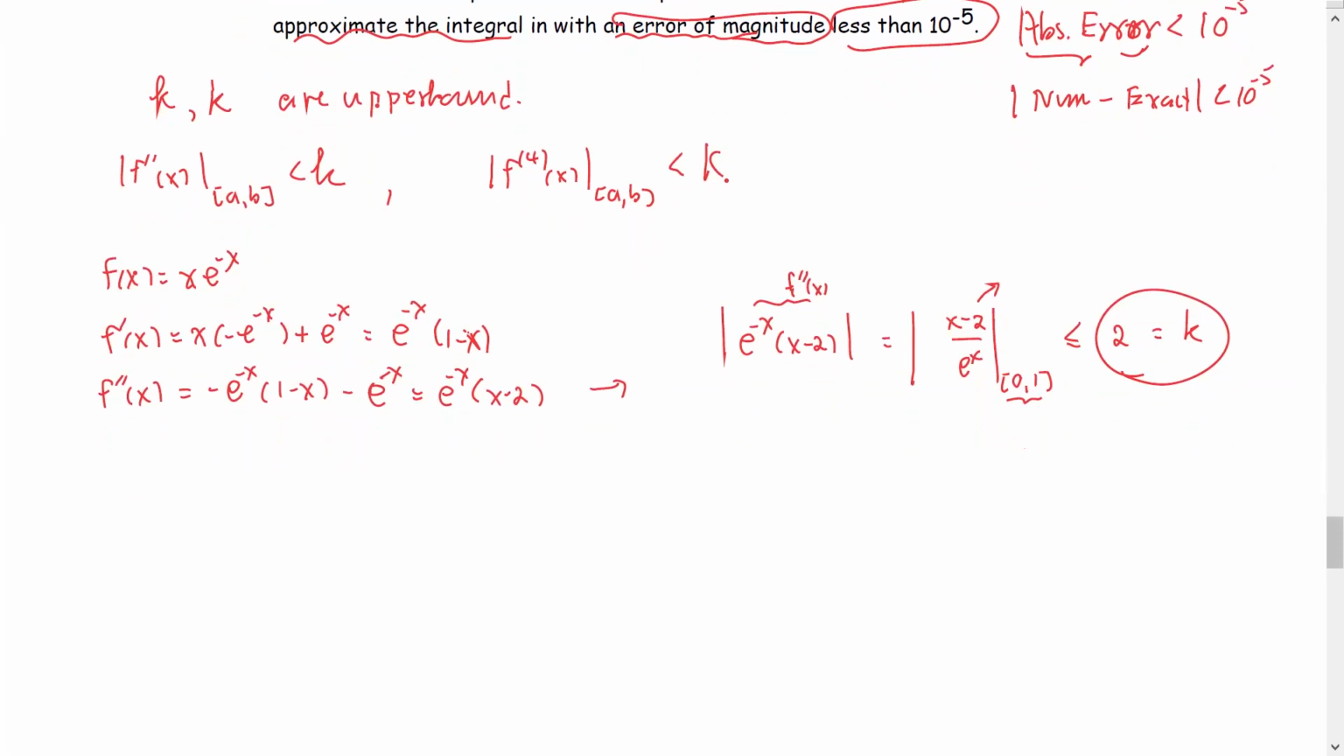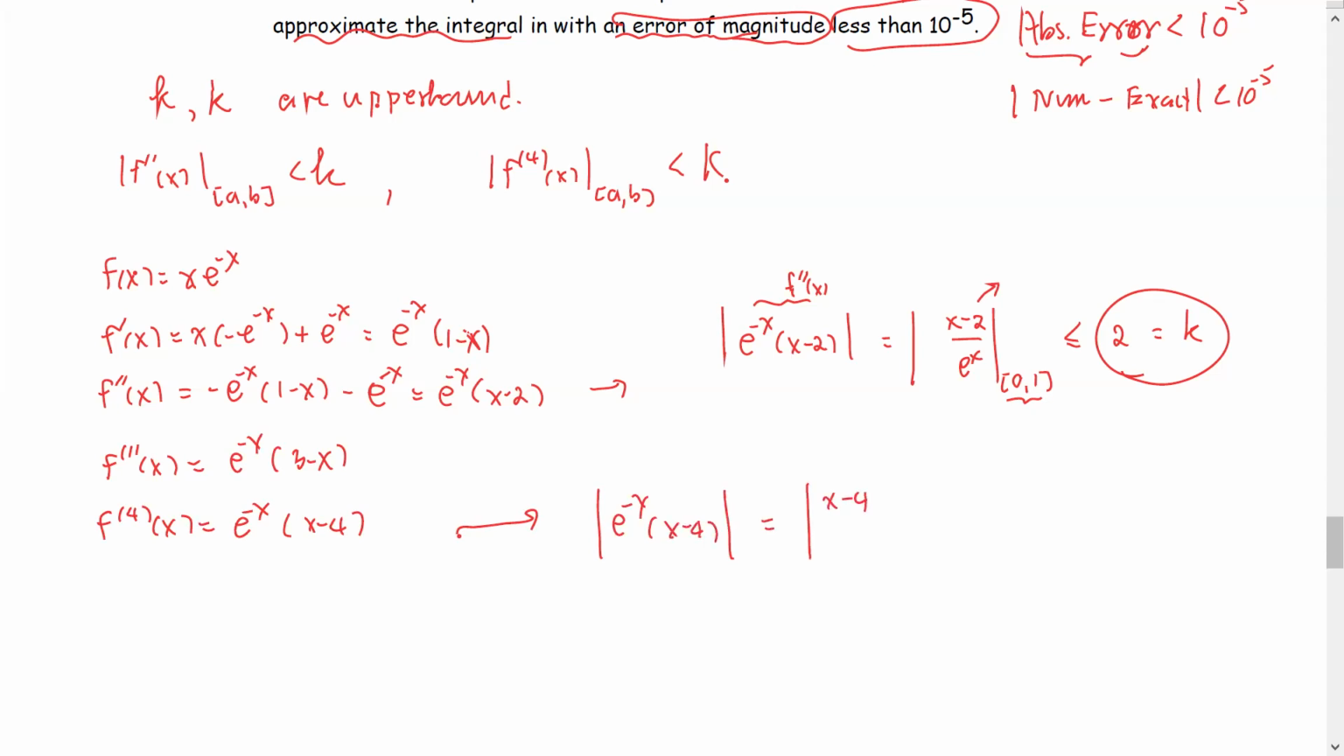And for the uppercase K, we're going to continue with the third derivative. Another round of the use of the product rule, so we get e to the negative x multiplied by 3 minus x. And the fourth derivative, using the product rule again, gives e to the negative x times x minus 4. Next we're going to use this fourth derivative in the absolute value, which is e to the negative x times x minus 4, written in a form that we can analyze in a less complicated way.